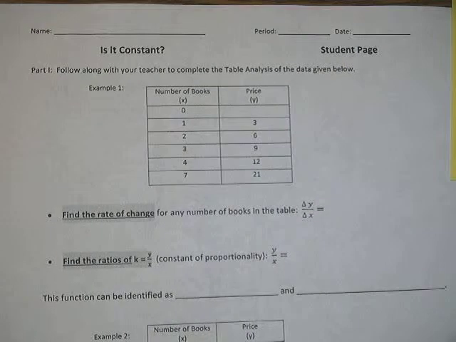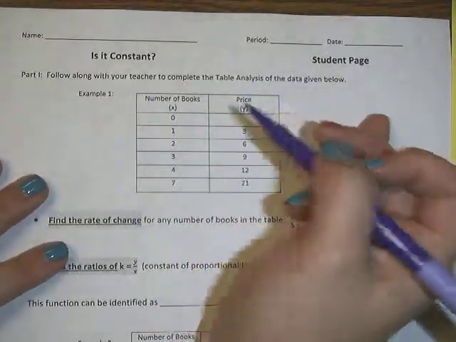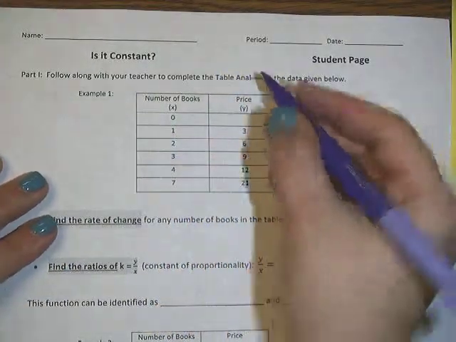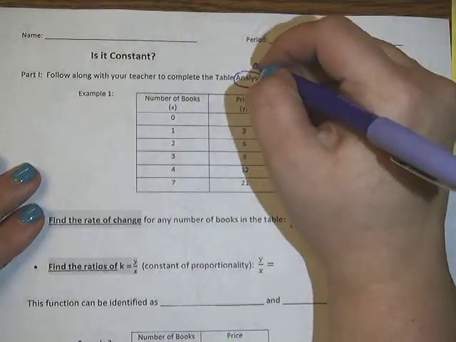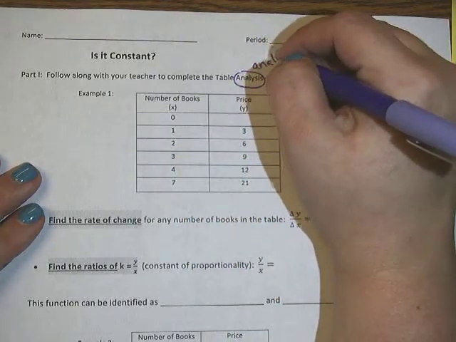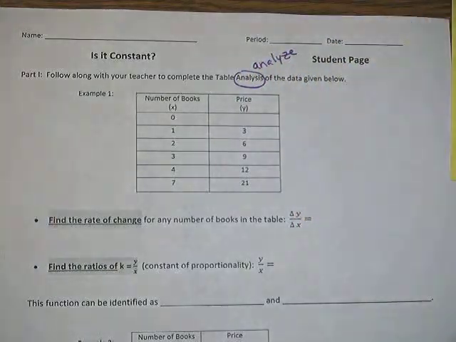Okay. So we're following along with our teacher to complete the table analysis. What does analysis mean? Observation. Do you see the word analyze? Analyze just means to observe, to make notes, to look at things.